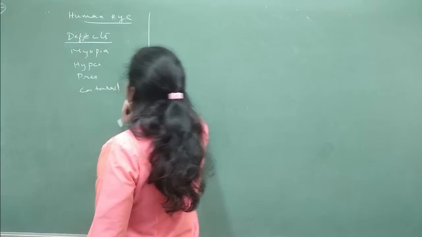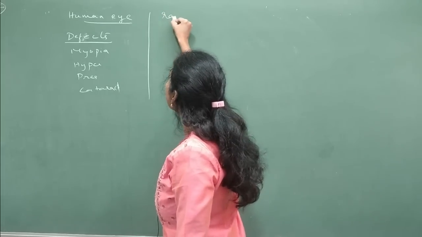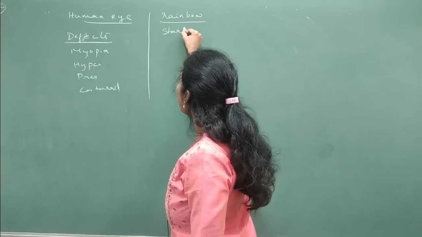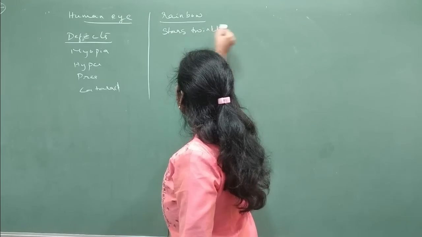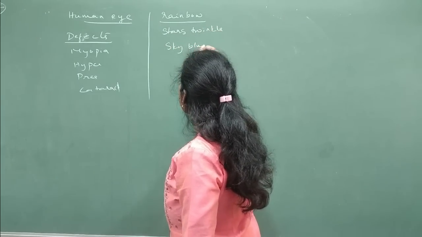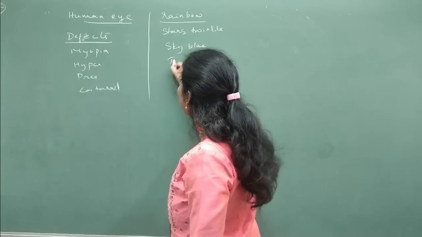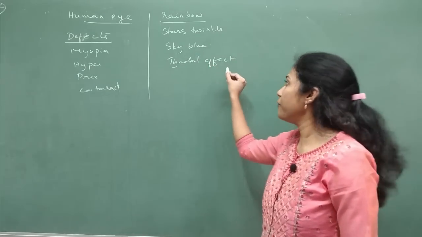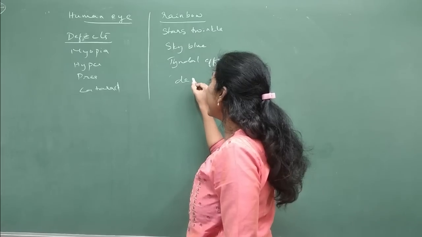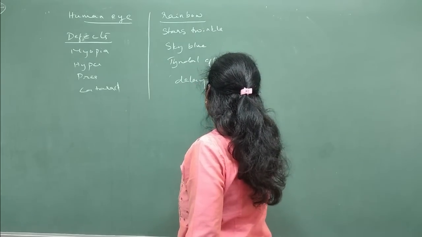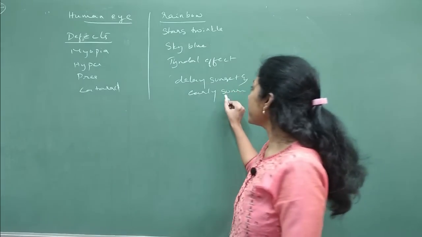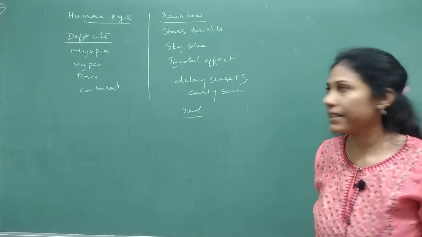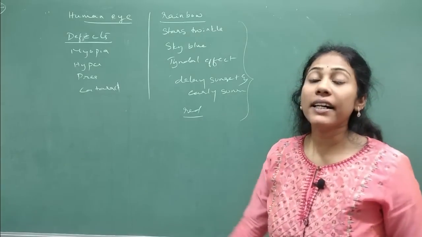And then apart from this, you should be knowing how rainbow is formed, and why stars twinkle. Why sky is blue. All these reasons. And then Tyndall effect, very very important. Scattering of light causes Tyndall effect, right? Delayed sunset and early sunrise, reasons for this they'll ask you. And why sky appears red during sunset, what is the reason? For all of them you should be learning the reasons.